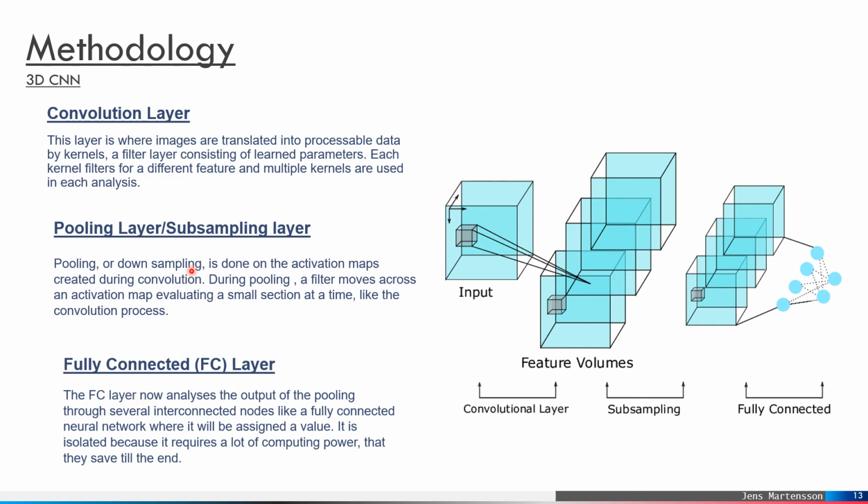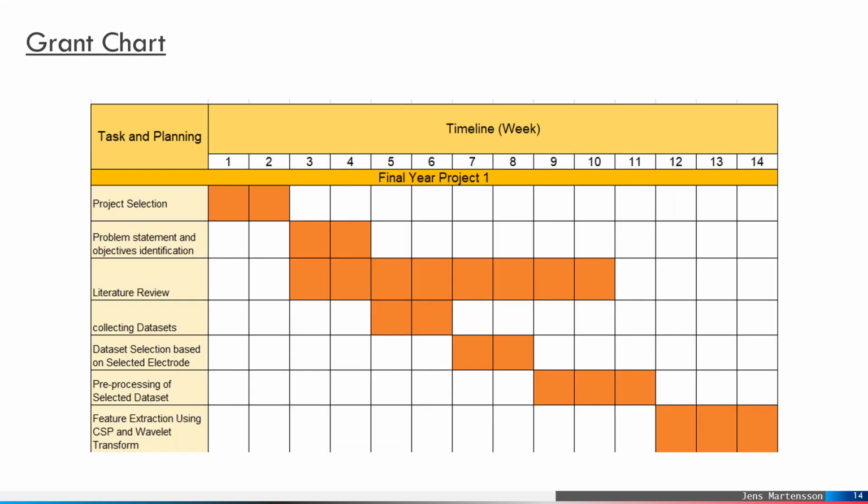Once you have the data from here, it is transferred into this fully connected FC layer where it goes through an interconnection of nodes, somewhat like a fully connected neural network. And then it's assigned a value called a logit actually, and it's the last step because it uses a lot of computing power. Then once this is done, the data is already classified into several forms.